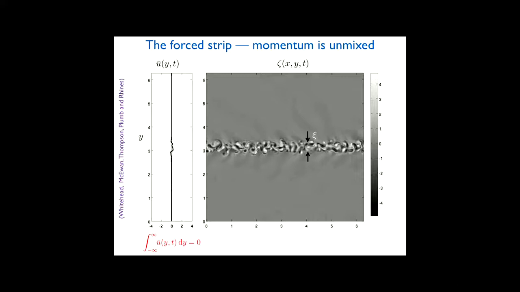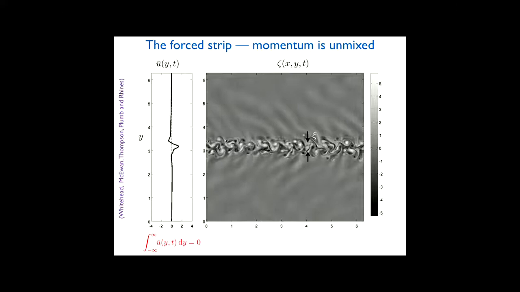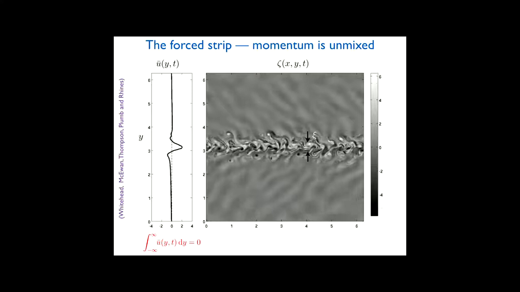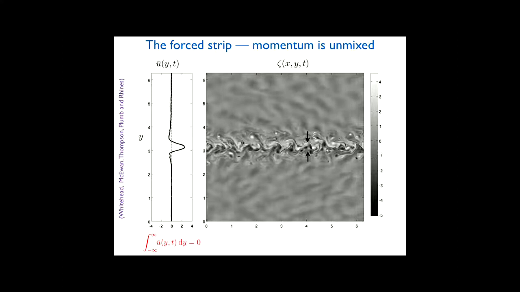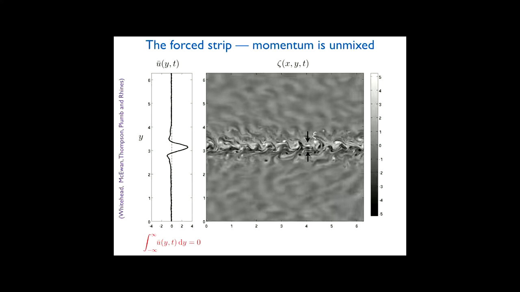So you're seeing here the zonal flow, U bar, which goes along with this problem. And what you will see is the slow but inexorable creation of a zonal mean flow. And it's kind of interesting, right? You've got an eastward flow in the forced strip, and then a westward flow out here on the flanks away from the forcing region.